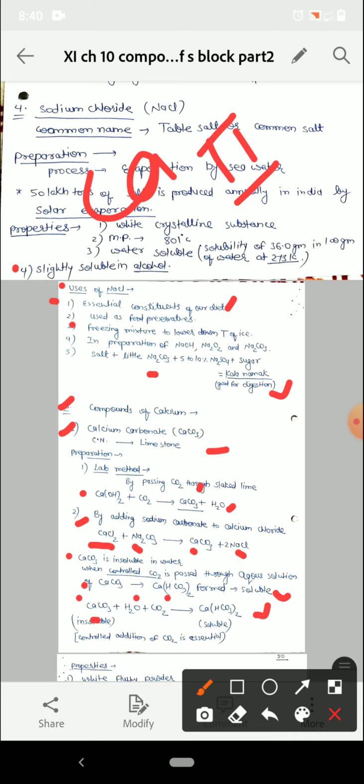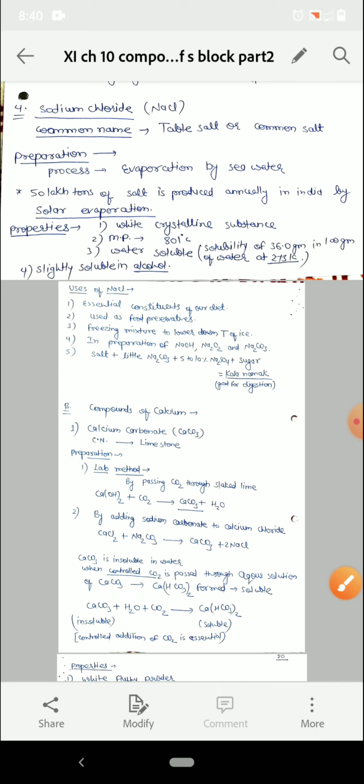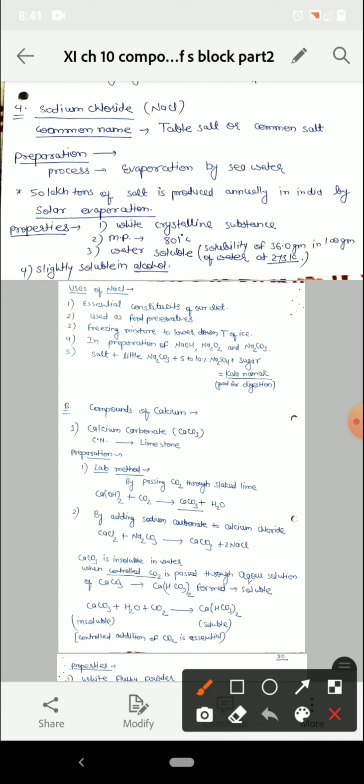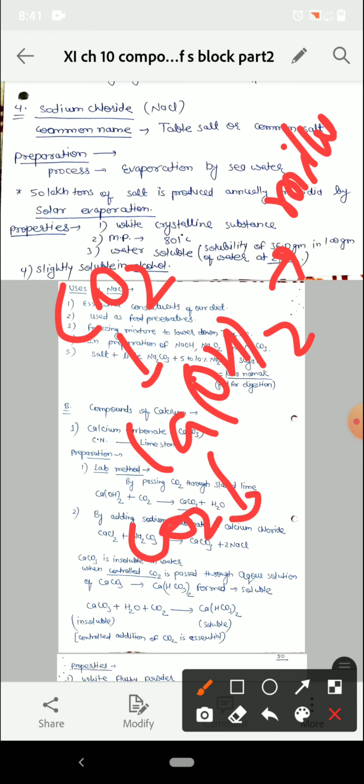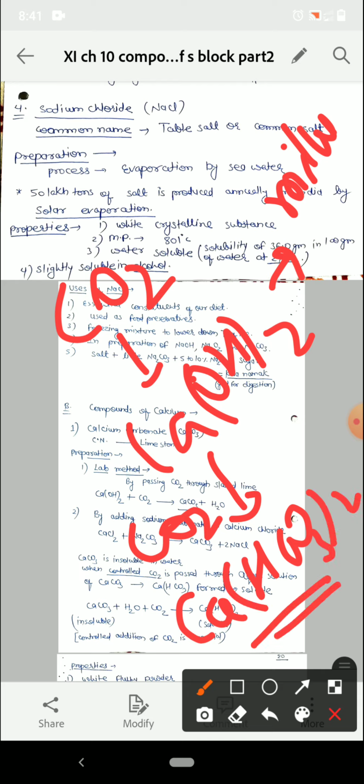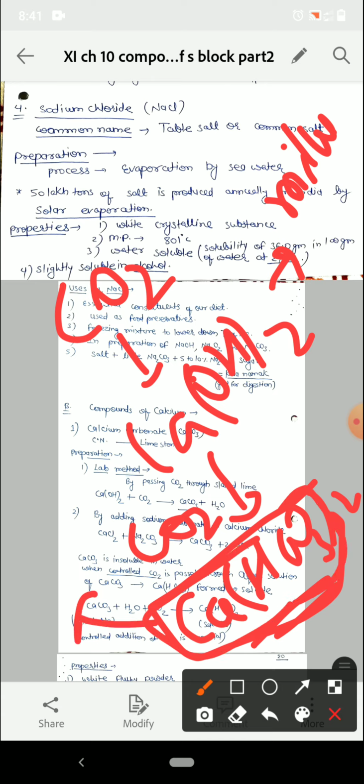whereas calcium carbonate is insoluble. But when you add water and CO2, it becomes a soluble compound. That's why when we pass excess CO2 in calcium hydroxide solution, which is milky in color, this is also a question in 10th, milky in color, it will convert into calcium bicarbonate, Ca(HCO3)2, and now the milky color disappears because of its soluble nature. It is soluble in water, so that milky color disappears.